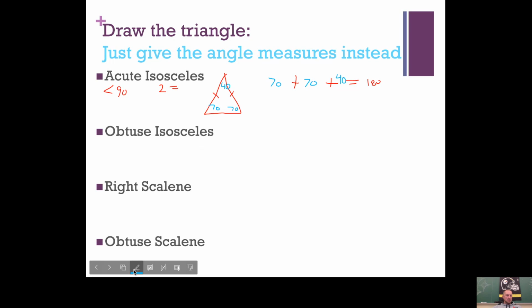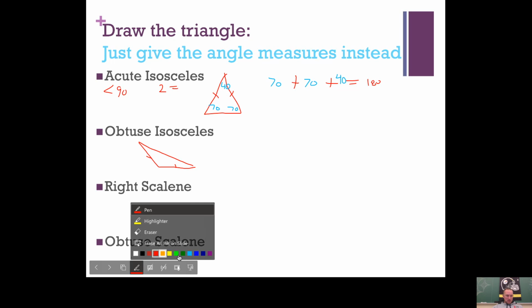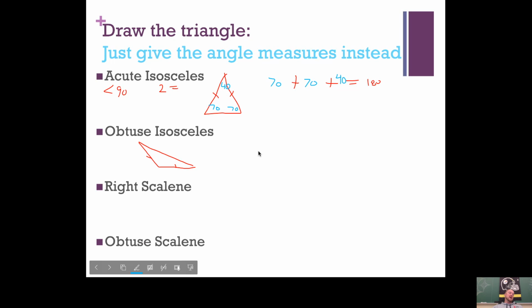Obtuse isosceles. What does it look like? I'm trying my best there. That's what an obtuse triangle looks like, and if it's isosceles, two of the sides would be the same. Now, let's make sure that the angle measures reflect that it's obtuse isosceles. You need one bigger than 90, and the other two to be the same.